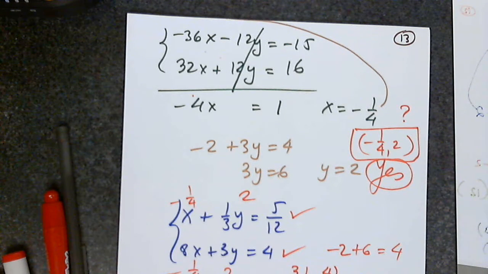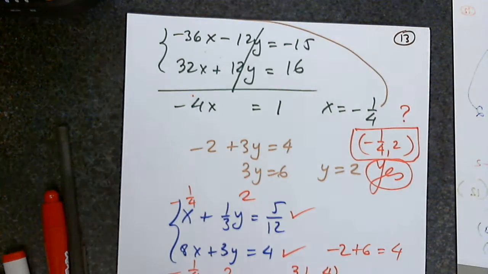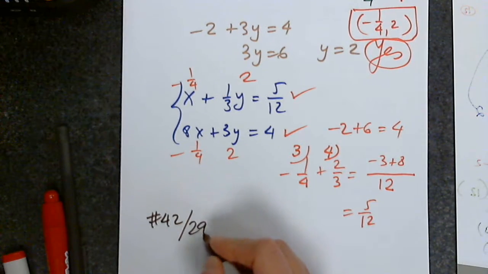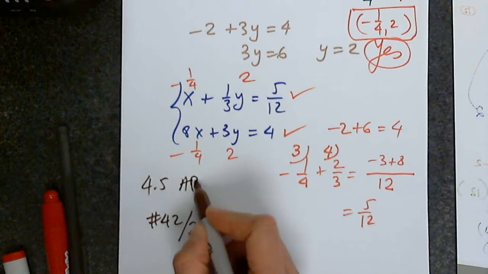And this is the last section of chapter 4 that we have to look at. There are a lot of different problems. All of section 4.5 are word problems that all convert into systems. That's all, and we just have to solve the system. So, problem 42 on page 294. This is section 4.5, applications.